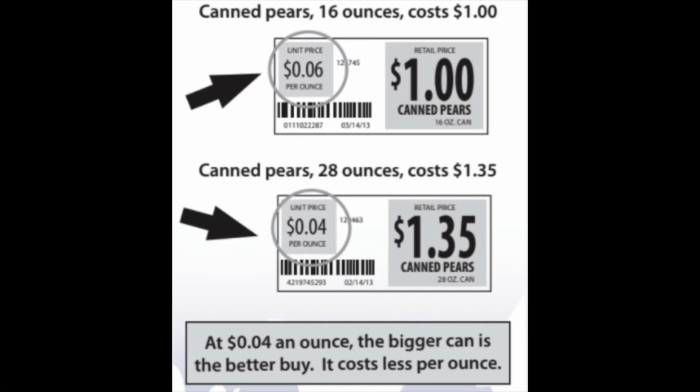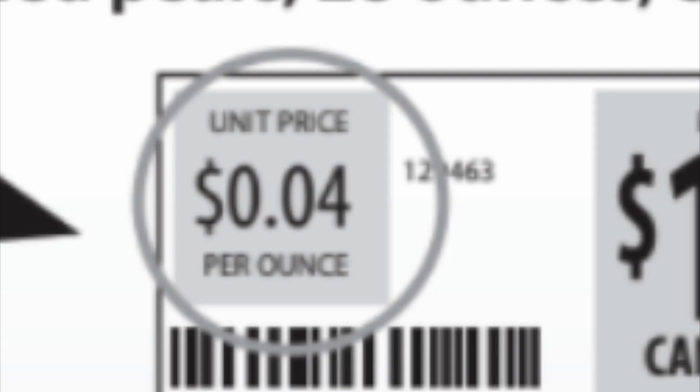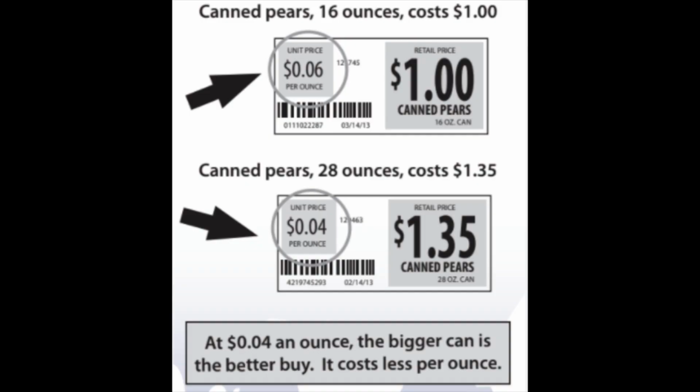Mr. OJ, we just watched a video on unit price, but let's look at some examples. So if I want to get some canned pears here, what can would be the better deal? The bottom one is the better price because the bottom one comes out to be 4 cents an ounce versus the top one coming out to be 6 cents per ounce. So it's actually cheaper even though it costs more. Right, because you're getting more out of it.